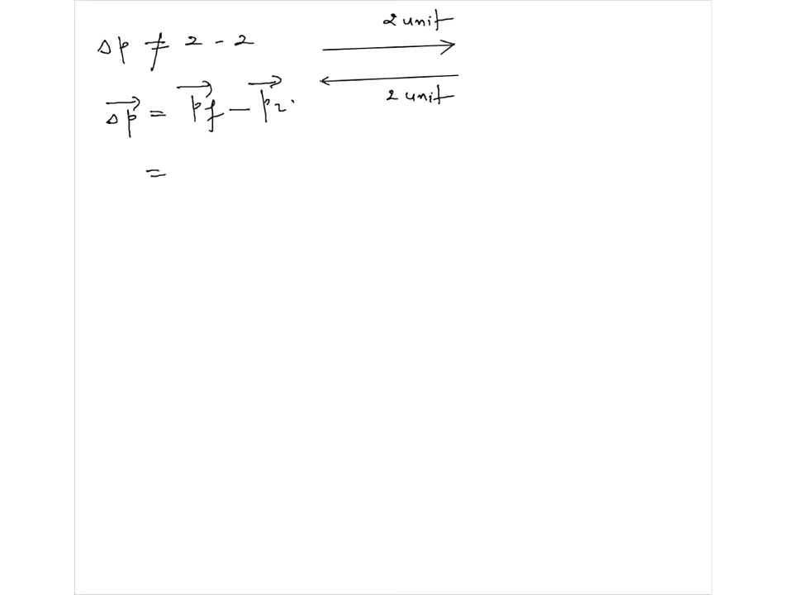And when you write PF, it will be 2 units towards the left. If I say x-axis is on the right, then left will be minus i. This fellow is on the right side, x direction, i cap. So actually change in momentum is non-zero, 4 units.